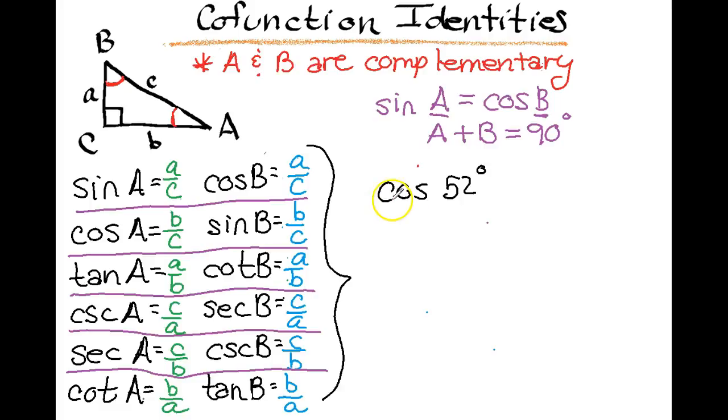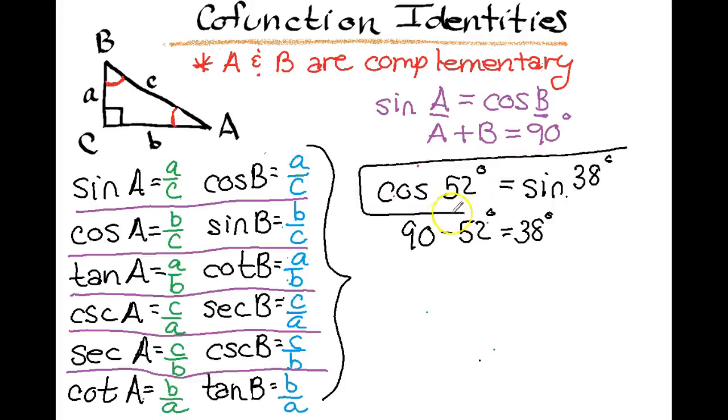The cofunction for cosine is sine. I know that cosine of A equals sine of B only if those measures of A and B are complementary. So I can easily change cosine of 52 degrees into the sine function just by finding its complement, and its complement is going to be 38 degrees. So I can easily rewrite cosine of 52 in terms of its cofunction sine. So let's take a look at another example that you will probably have in your homework.